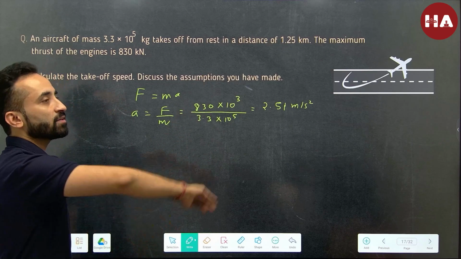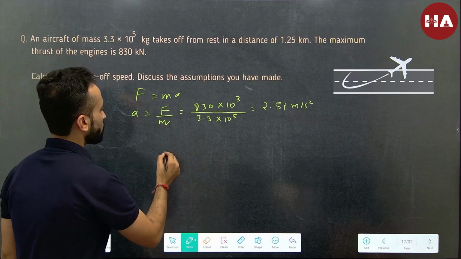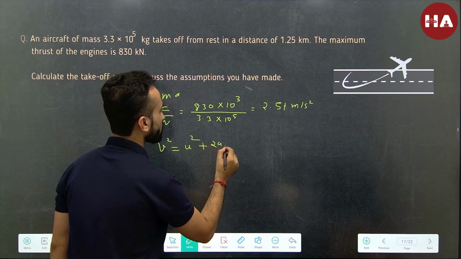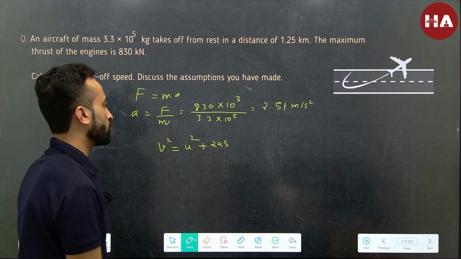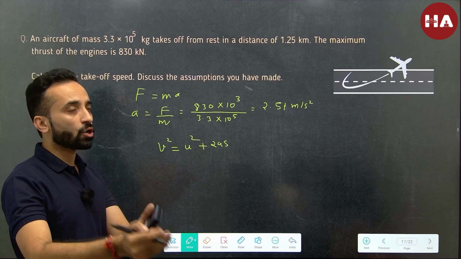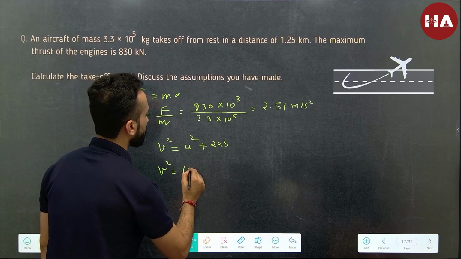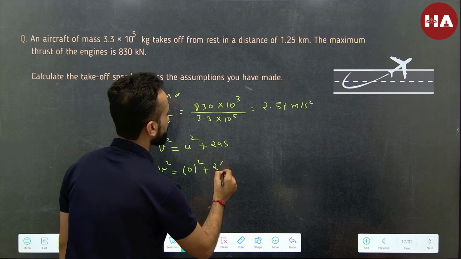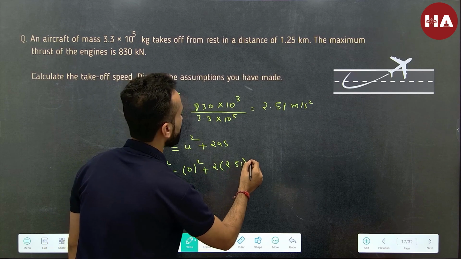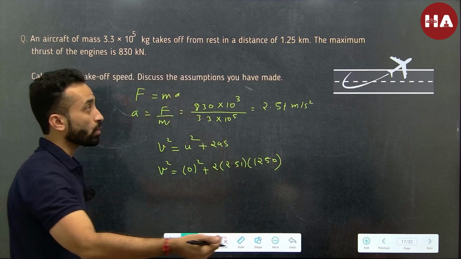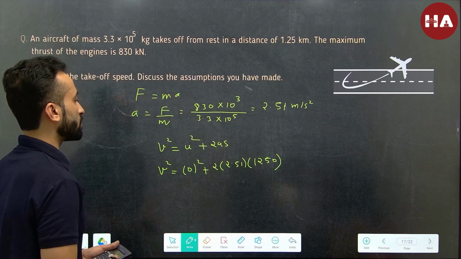Now with this acceleration, it continues for a distance of 1.25 kilometers, and we have to find the speed with which it will take off. So I think you should be knowing this equation, v square is equal to u square plus 2as, where we are able to relate the final velocity with the displacement. So v is what we have to find out. Initial velocity is 0, acceleration is 2.51, and the displacement is going to be 1250. Why? Because I have converted kilometer to meter.